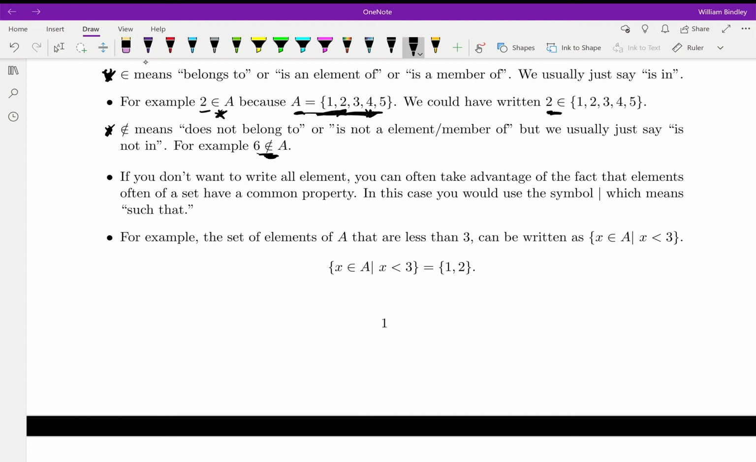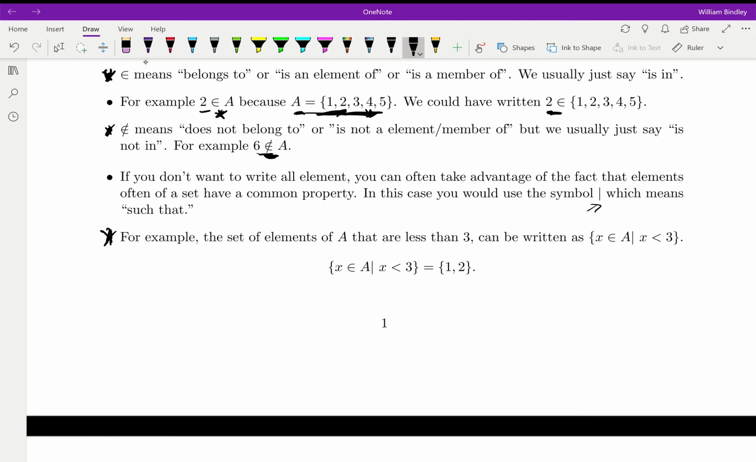So in this case, you would use this symbol here, and this means such that, okay? But just a word of caution, it only has this meaning in the context of sets. So you should really only write this symbol intending it to mean such that if you are writing it inside set brackets, the curly brackets, because this symbol has other meanings in other contexts. So use it properly.